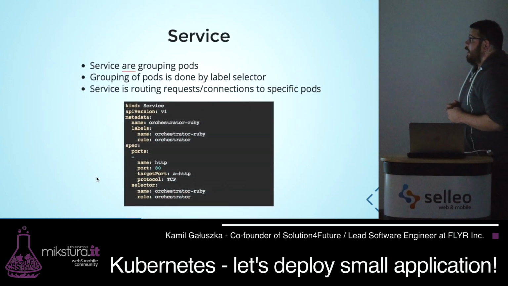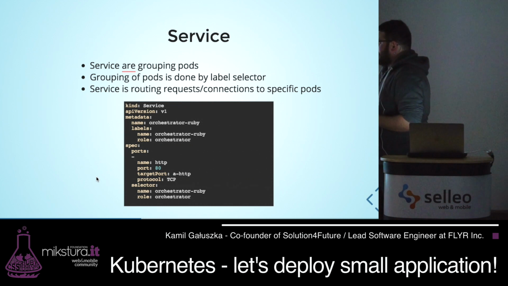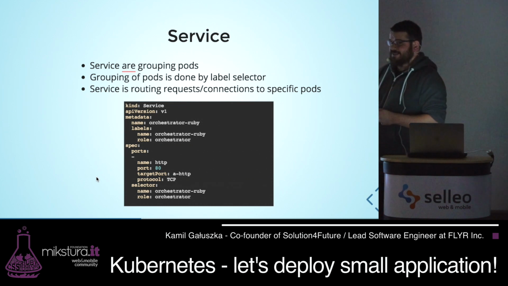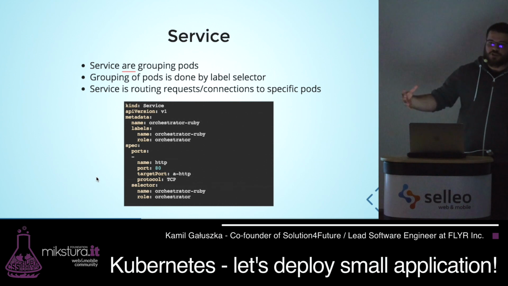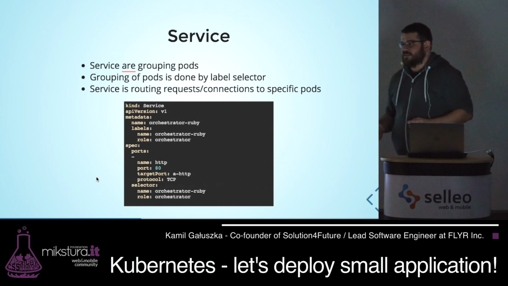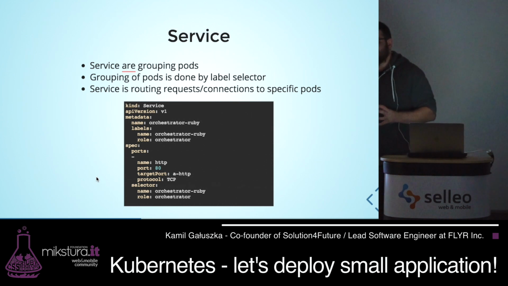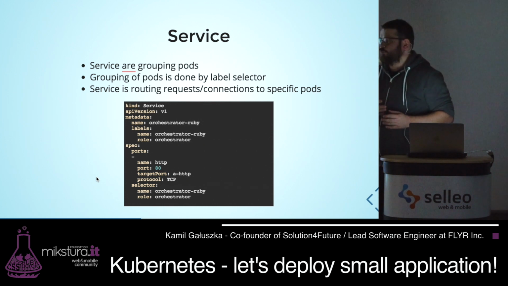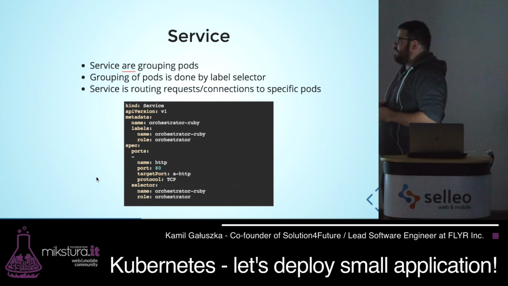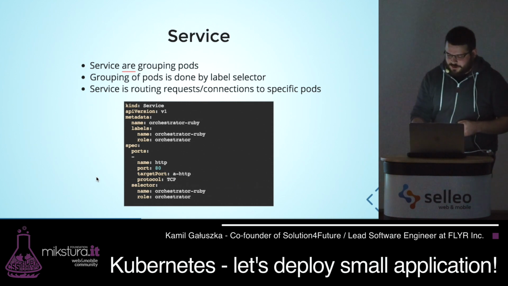Service. Service is an object that can help you group pods. So a Replica Set is managing and controlling the pods, and sometimes you want to group those pods in one group and you want one interface to all of those pods. That will do networking. So this is done by a label selector.